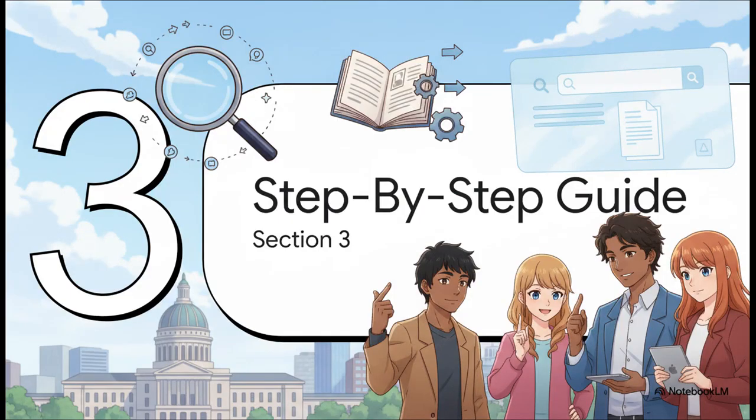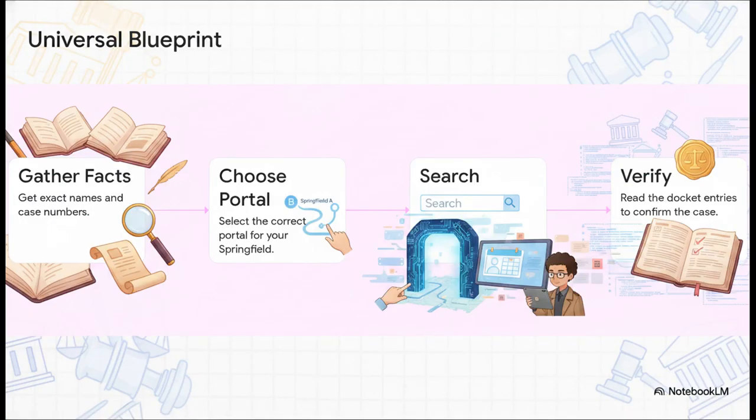All right, let's get into the step-by-step instructions. Part 3, our search guide. Think of this as your universal blueprint. Step 1, get your facts straight before you even touch a keyboard. You want the exact spelling of the names and ideally the specific case number. Step 2, choose the right portal based on which Springfield and what court level you need.